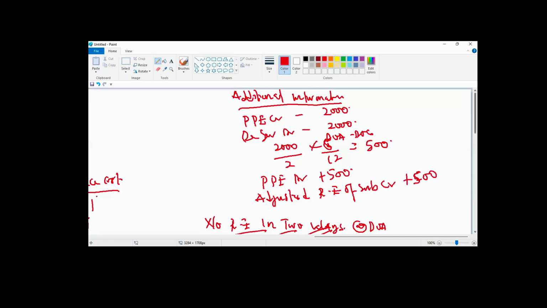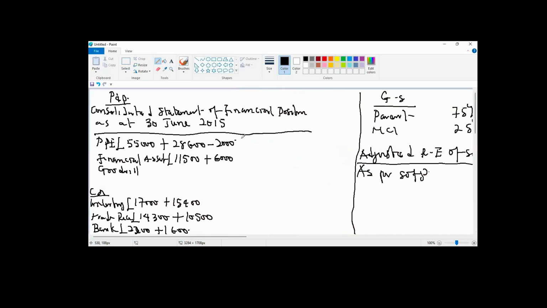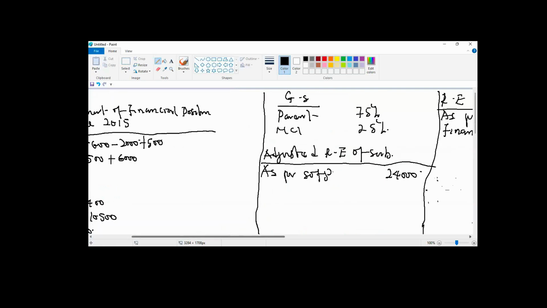Straight, go to my financial statement. It's okay, plus 500. Adjusted retained earnings. Depreciation, credit. That's all. That is clear. I'll go to the next one.